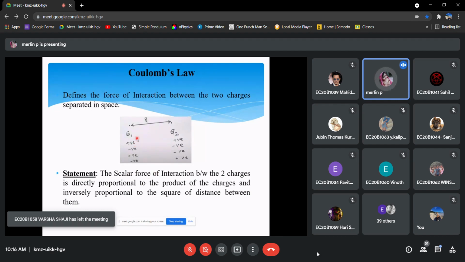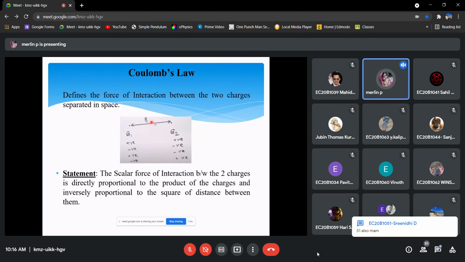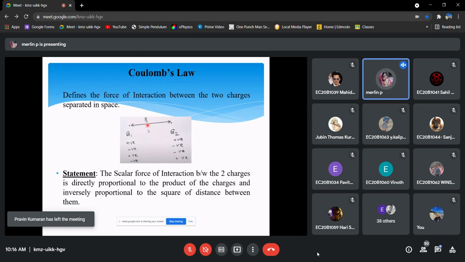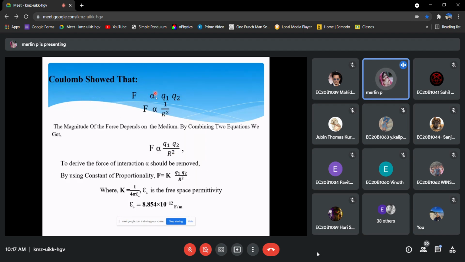The force of interaction between the two point charges is directly proportional to the product of the charges. Similarly, the force of attraction is inversely proportional to the square of the distance between them. The distance between Q1 and Q2 is R. So the force is inversely proportional to 1 by R square. The force is directly proportional to the product of charges, so if the charges are increased, the force will also increase.